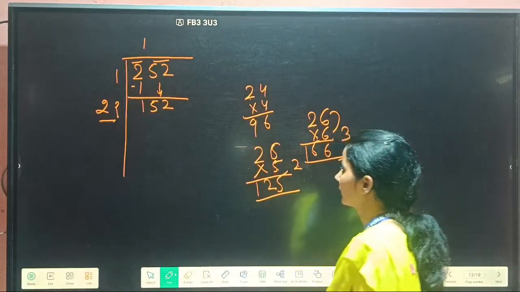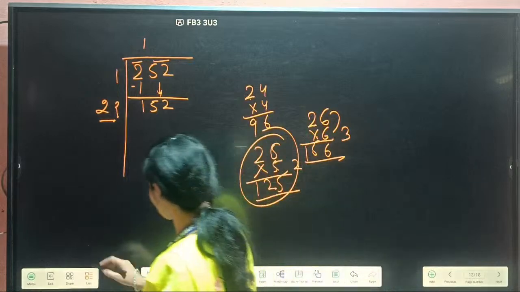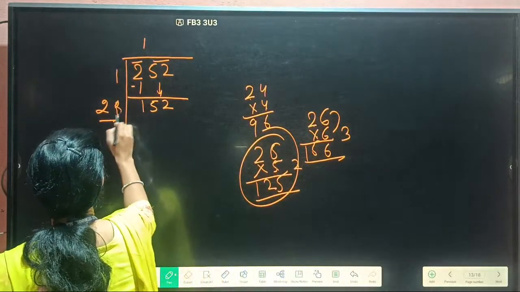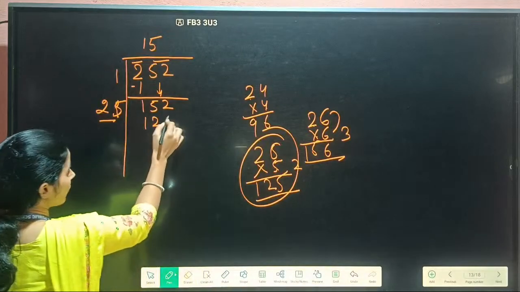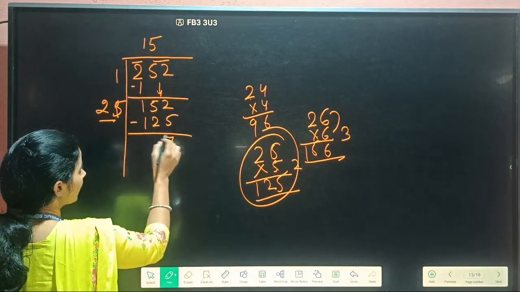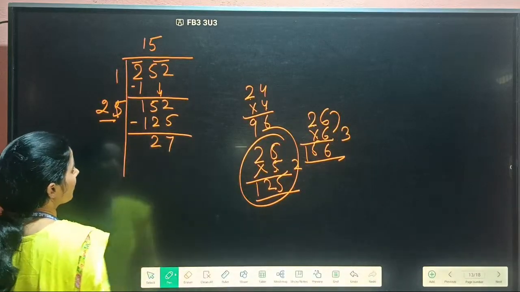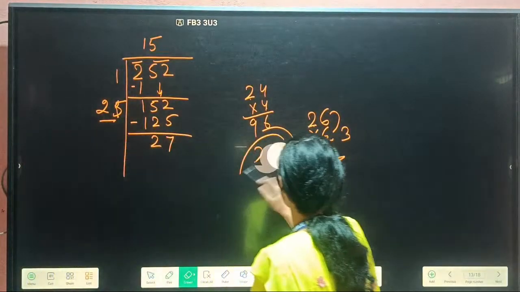156 is larger than 152, so I will take 5. That digit is 5. Write 5, and there also 5. Multiplication is 125. Now subtract. 12 minus 5 is 7, and there 4 minus 2 is 2. So remainder is 27.